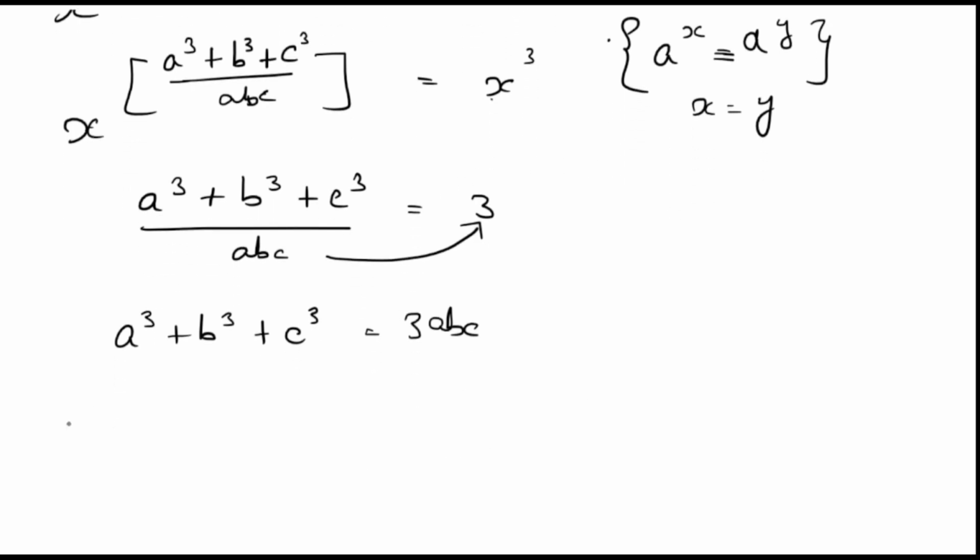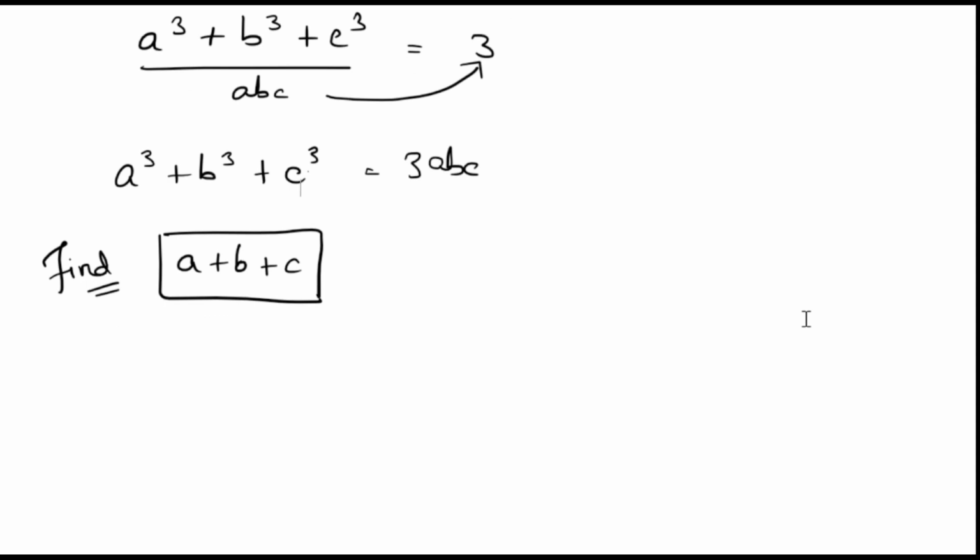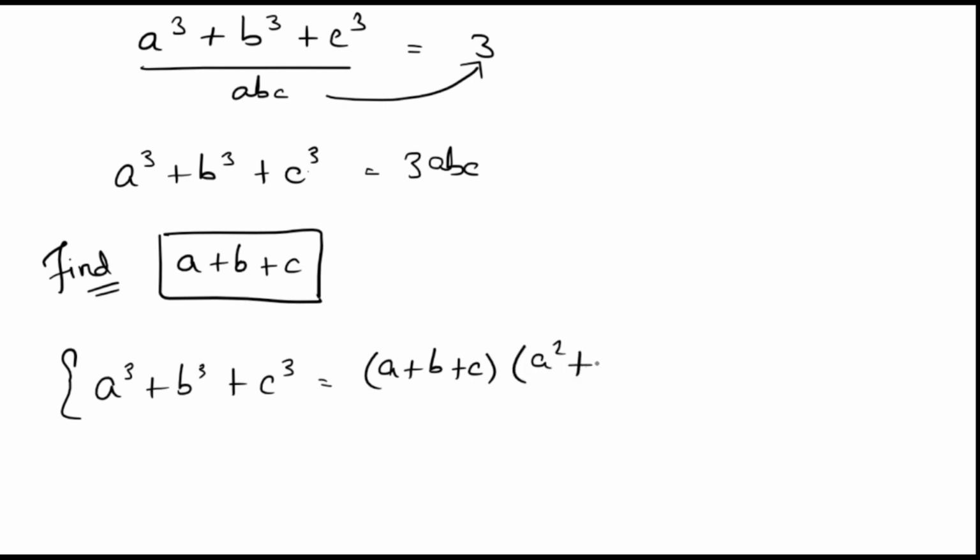Now in the question they are asking us to find a plus b plus c. If we use the formula for a cube plus b cube plus c cube, the formula is a cube plus b cube plus c cube is equal to a plus b plus c into a square plus b square plus c square minus ab minus bc minus ca, plus 3abc.